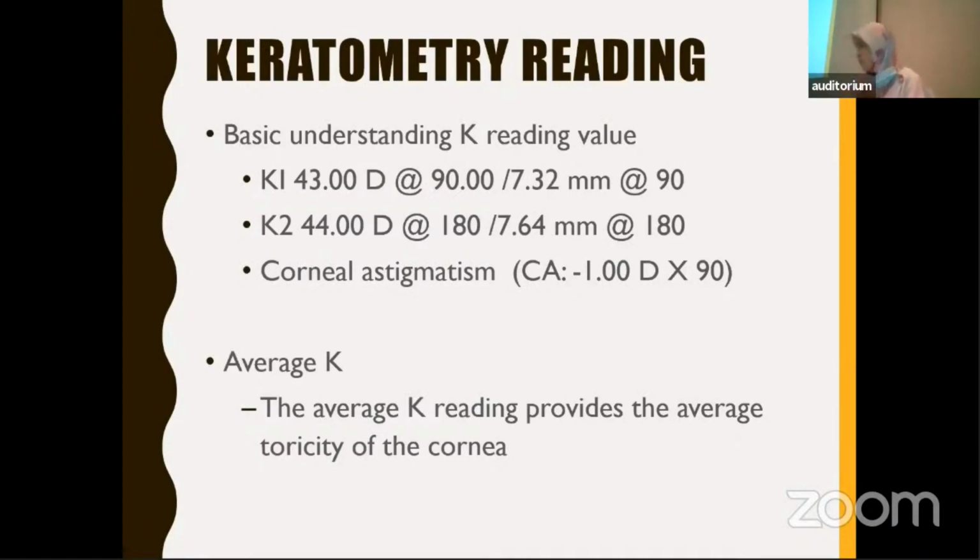The difference between the horizontal and the vertical meridian constitutes the cornea astigmatism. In this case, the cornea astigmatism is about -1 × 90, as we consider it in negative cylinder. So this is the flattest one, or lowest diopter power.